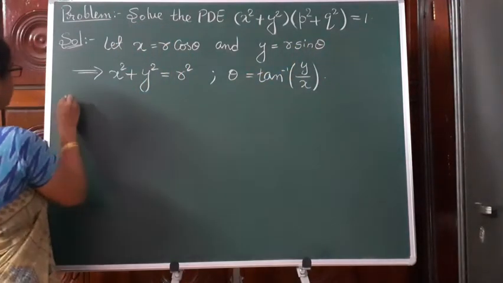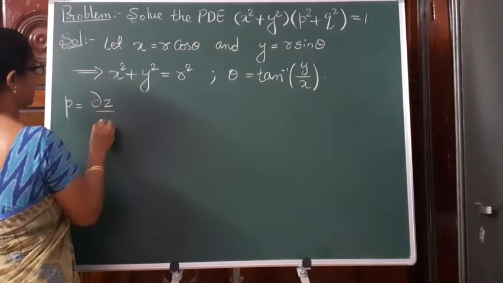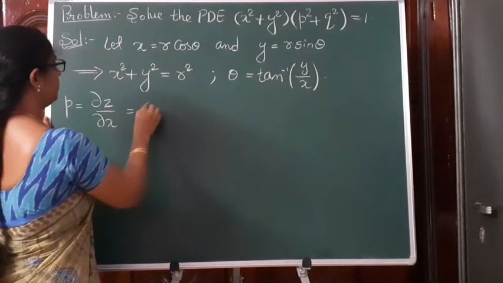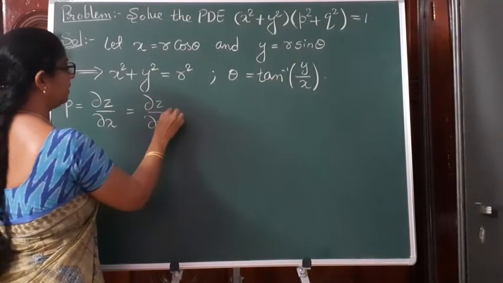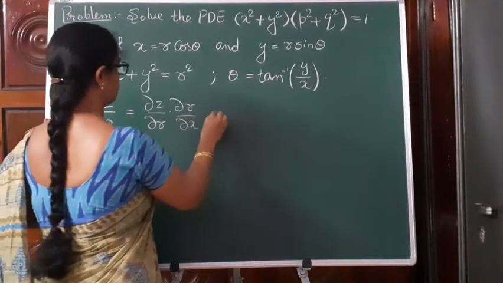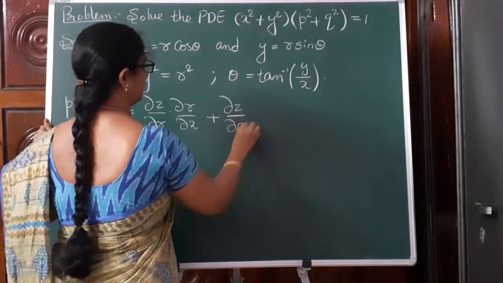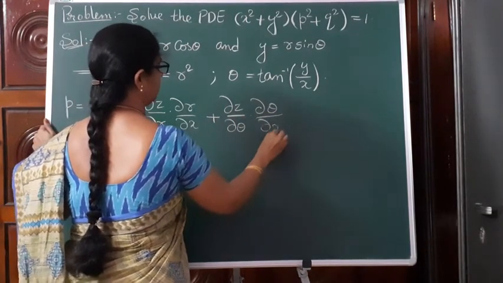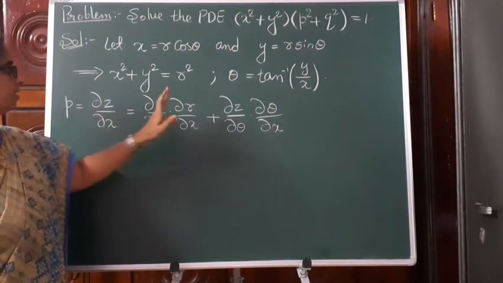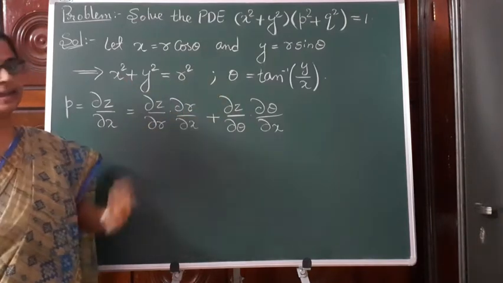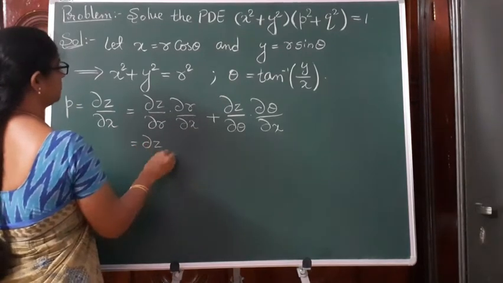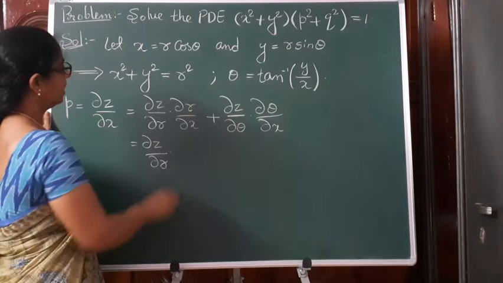Now let us see what p and q become. As we know, p is dou z by dou x. Now we can write this dou z by dou x as dou z by dou r into dou r by dou x plus dou z by dou theta into dou theta by dou x. This is by chain rule on z, because z is dependent on r and theta, and r and theta are dependent on x and y. So now let us substitute the known values here. This is dou z by dou r, we don't know its value. Dou r by dou x.